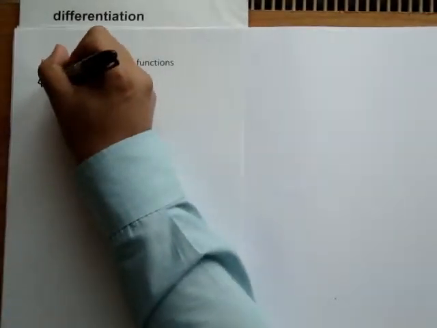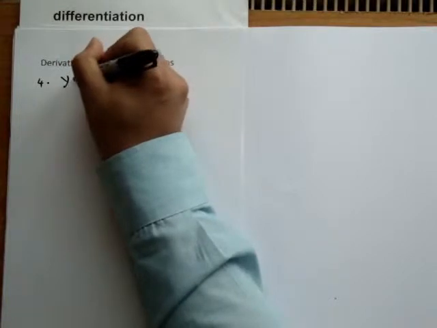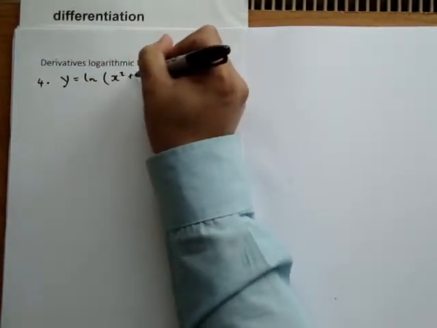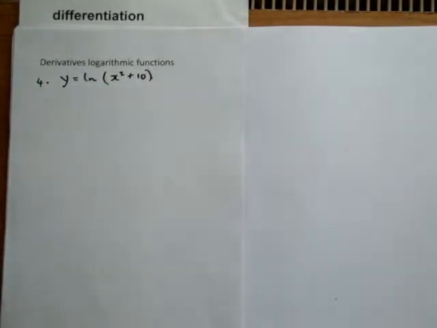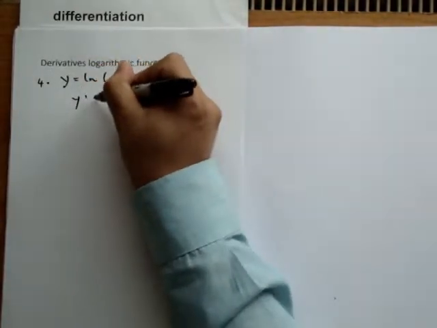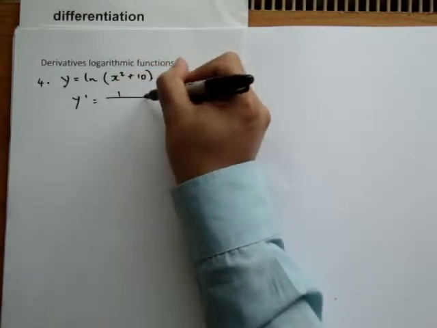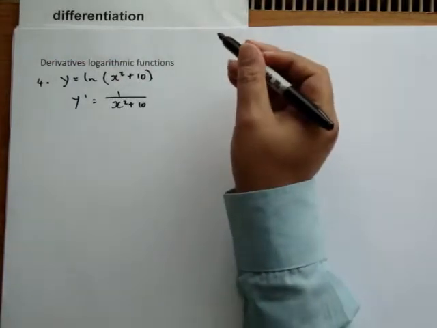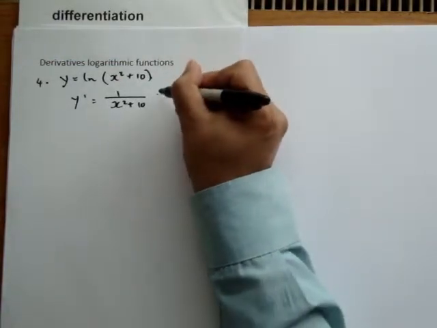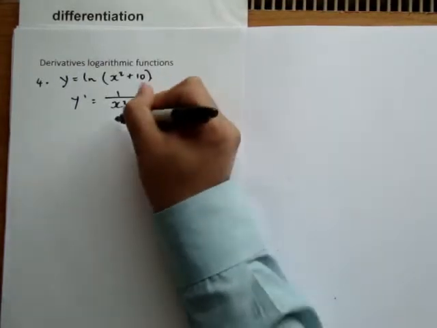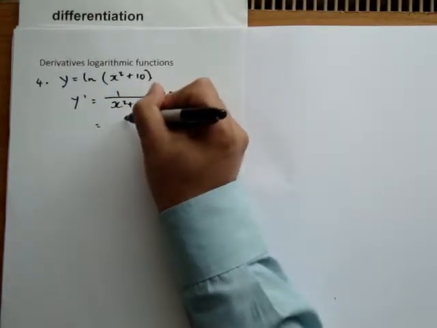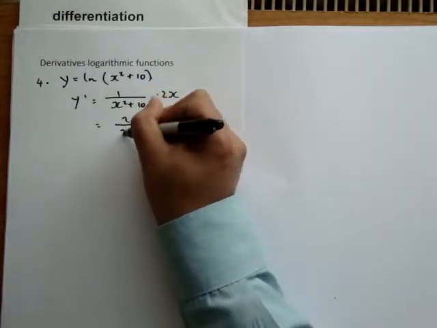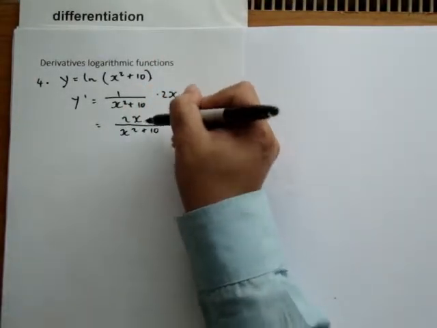Another example, if we have y equals natural log x squared plus 10, y prime equals 1 over x squared plus 10, and we multiply that by 2x, so that's 2x all over x squared plus 10.